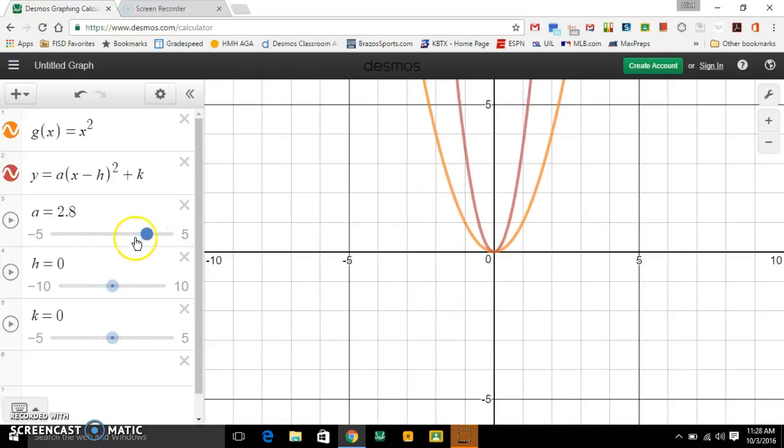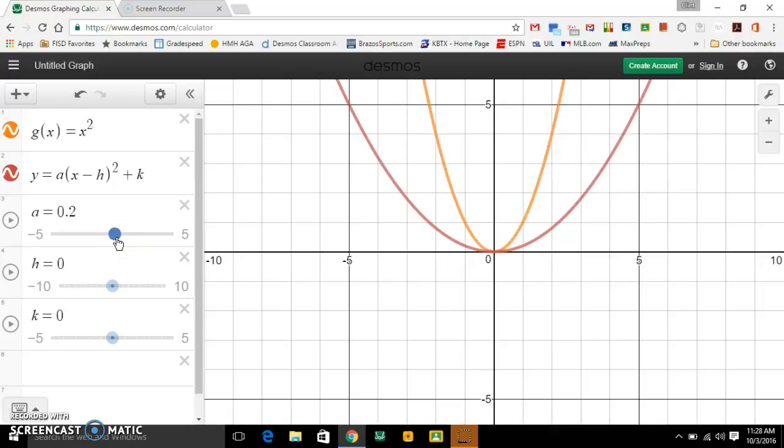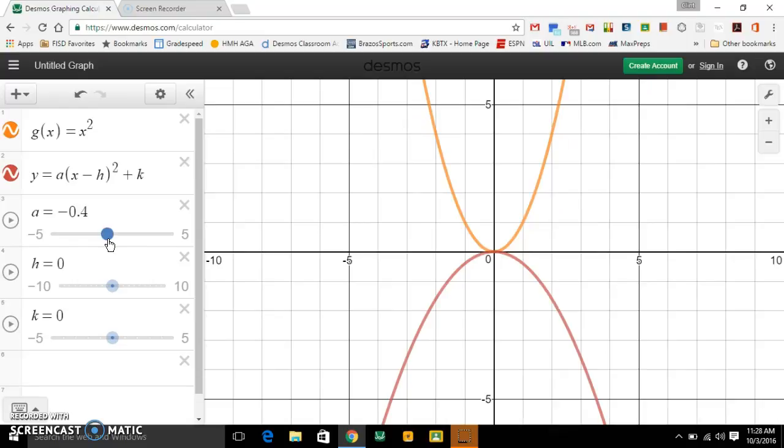Okay, what if A is positive but less than 1? It gets fatter. It's a vertical compression. And then, of course, if A is negative, just like with the absolute value functions, it also reflects it. It's going to vertically stretch or compress and reflect, as you can see right there. So that's what the effect A has on the graph of the quadratic.